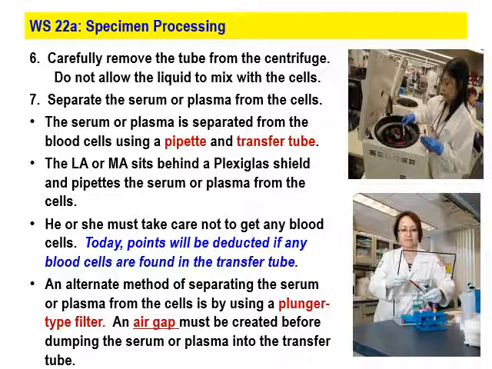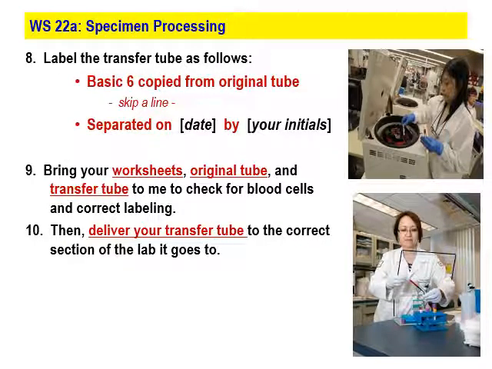So once you spin it down, carefully get it off. You carefully follow all protocol to pipette your sample off and put it in your transfer tube. Then you're going to label your transfer tube.